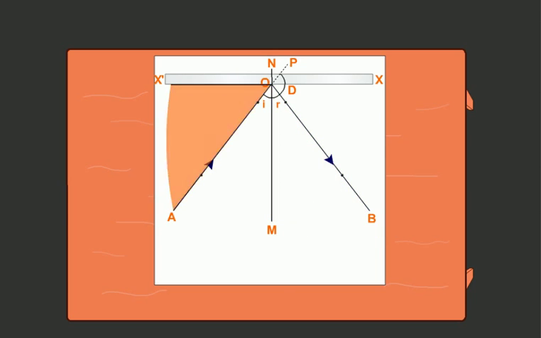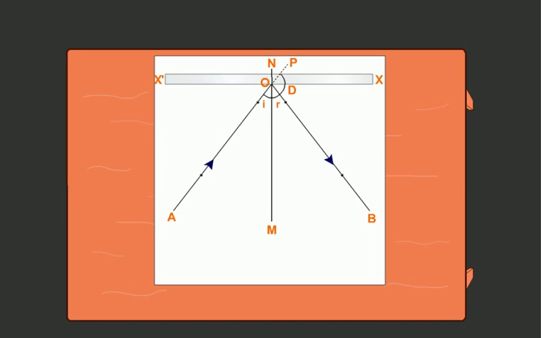Students, the angle between the incident ray and the plane surface of the mirror, that is, angle AOX', is called the glancing angle. The angle between the reflected ray and the incident ray produced, that is, angle BOP or angle D, is called the angle of deviation. In the above figure, we notice that the incident ray, reflected ray, and the normal meet at the same point O.